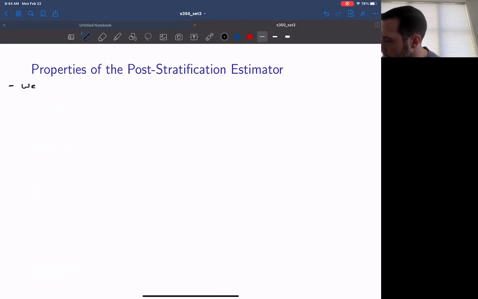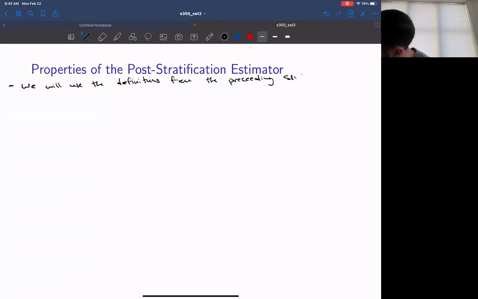So we will use the definitions from the preceding slides to compute the expected value of mu tilde post.